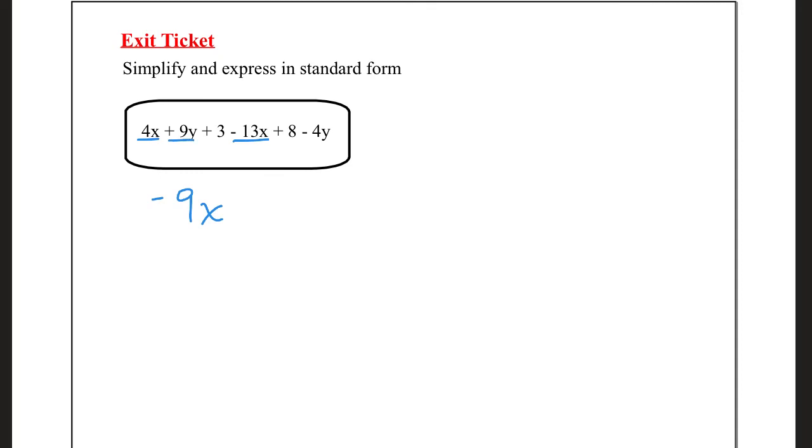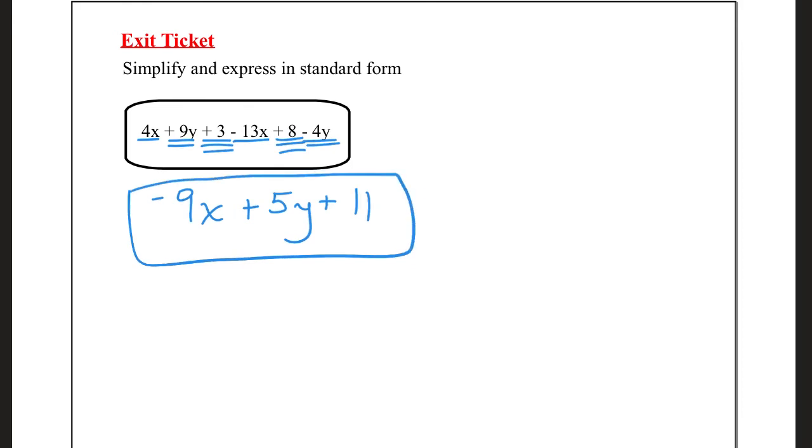Now I see y's as well. I see 9y and minus 4y. 9 minus 4 is positive 5. So I'm going to put a plus 5. If it was negative 5, I would have put subtract 5. And last but not least, I do see constants. I see a plus 3, and I see a plus 8, which is a plus 11.